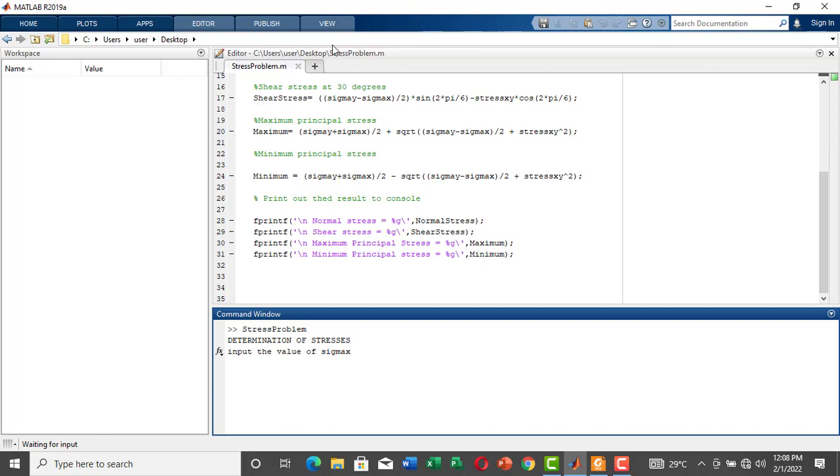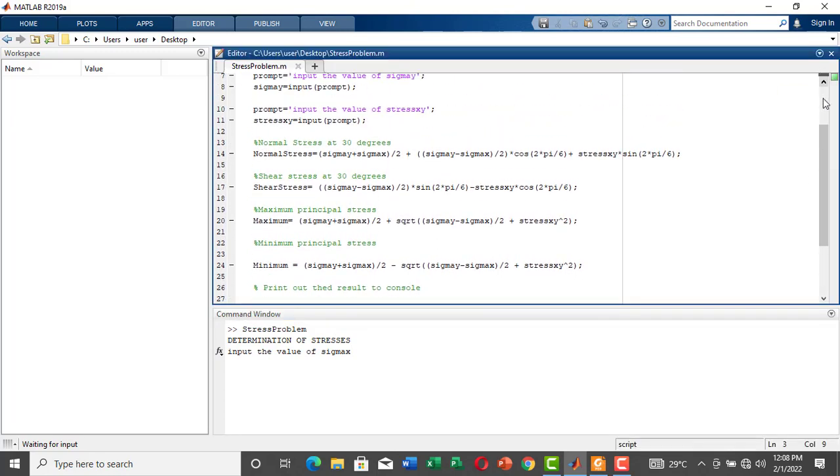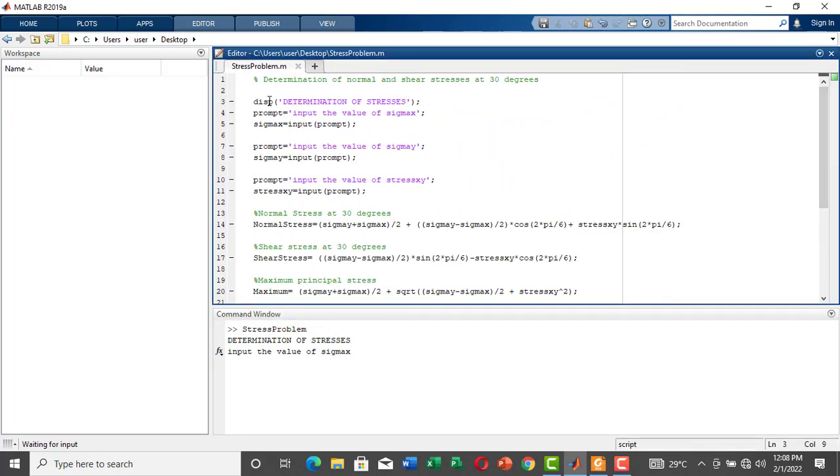It says input the value of sigma x. So the first thing you are seeing here is the title of the editor, stress problem. This is what I used to save it, since we can't save in the C drive. Then the next thing is the display, the title I told you to display from the beginning, using DISP. That is what it is doing right now.